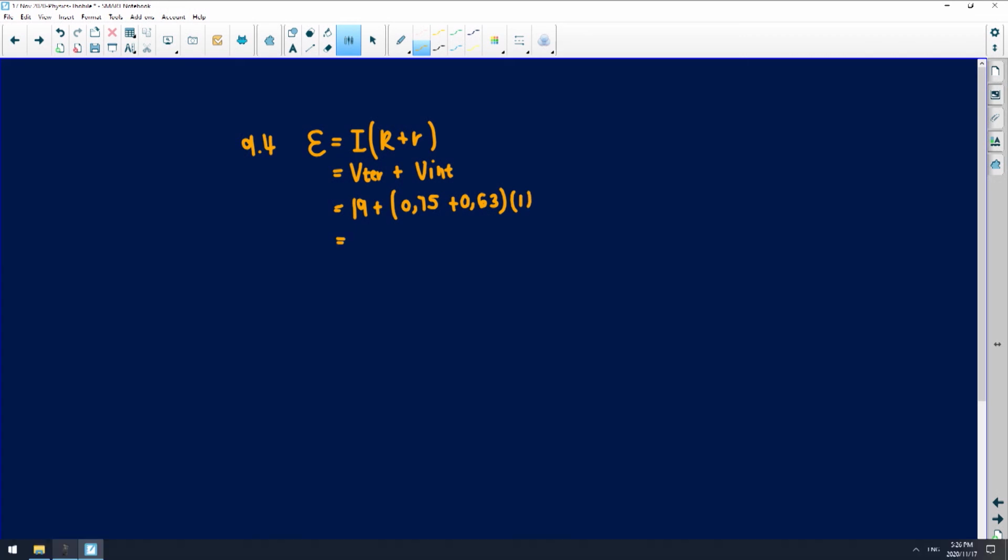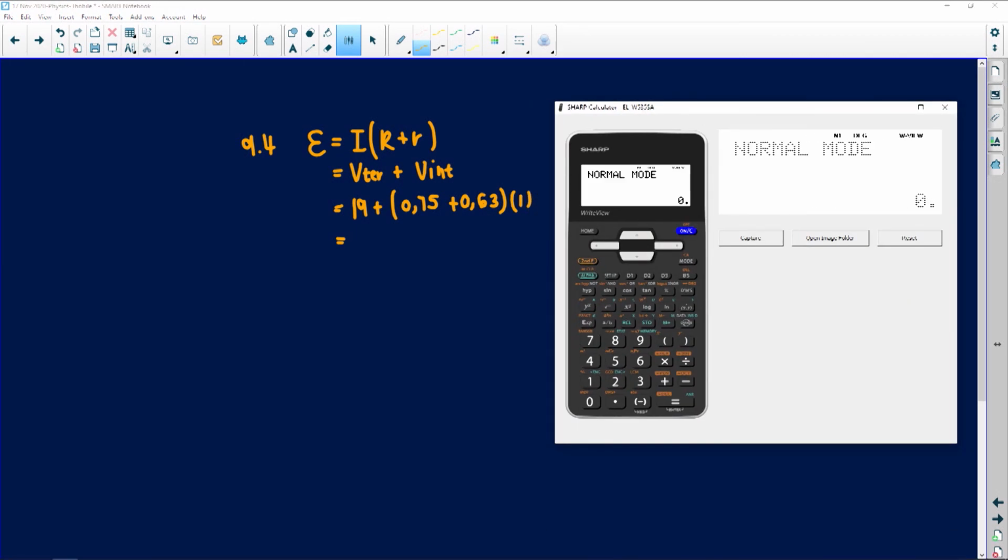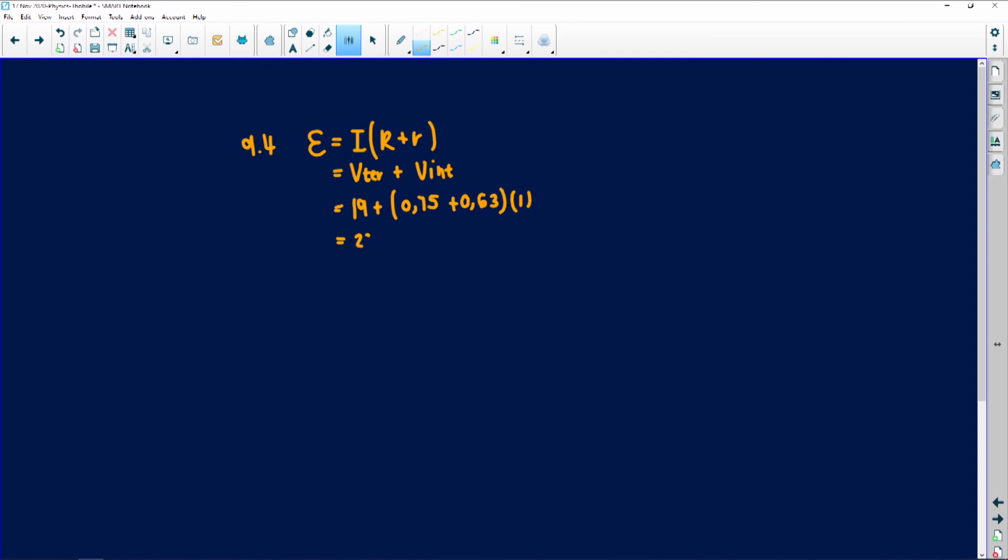Let's see what we get when we put this in our calculator. I'm going to put it exactly as it is. Remember to always put brackets. I'm going to say 19 plus open bracket 0.75 plus 0.63. You don't have to say times 1, anything multiplied by 1 remains itself. So I get 20.38. Remember, the SI unit for potential difference is a capital V.